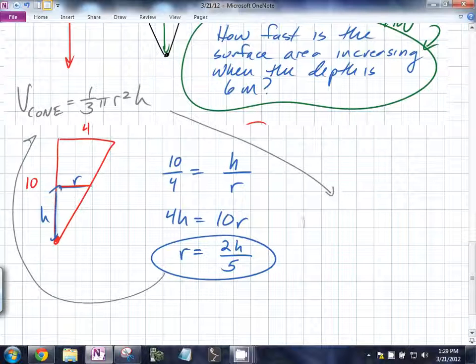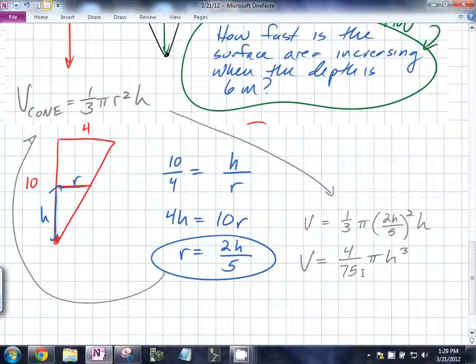So what do you know the volume of the cone is going to be? 1/3 times pi times what is r? 2 over 5 squared times h. Let's clean that up a little bit. That turns into 4 over what? 15. 5 squared times 3 is 75. So that is the volume just in terms of h.